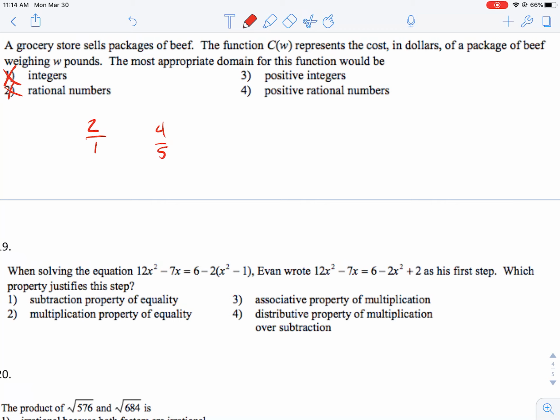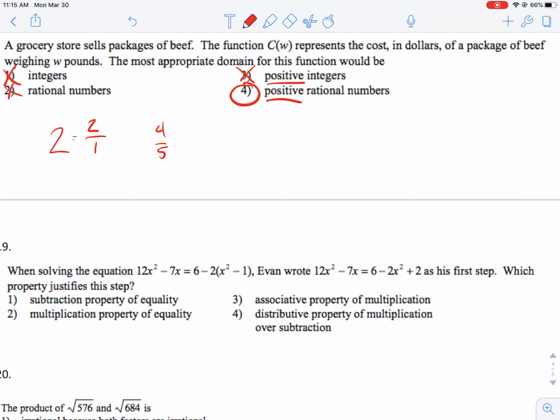When you weigh stuff, in most cases when we're weighing beef, it's never exact. It's never going to be that this beef weighs exactly 5 pounds every time. It depends on the cut. So I like 3 and 4 when it says the word positive, but we want to include more than just integers. Because what about the beef that weighs 12.8 pounds? You want to make sure you're getting credit for that 0.8 pounds. I mean, that stuff ain't cheap. So your answer has to be number 4.